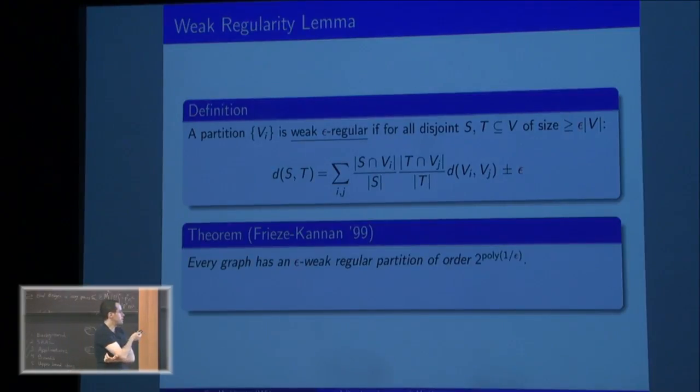And here is the Frieze-Kannan statement, the weak regularity lemma. It says that every graph has an epsilon regular partition whose order is, as I said before, exponential in 1 over epsilon.